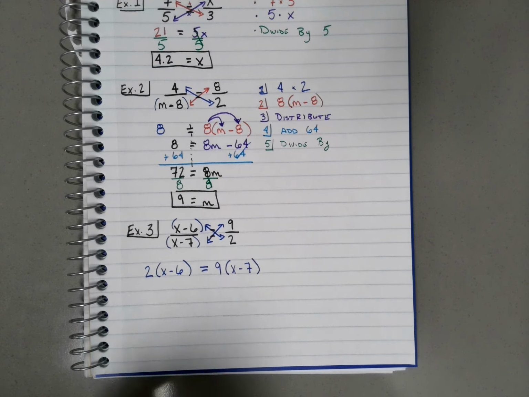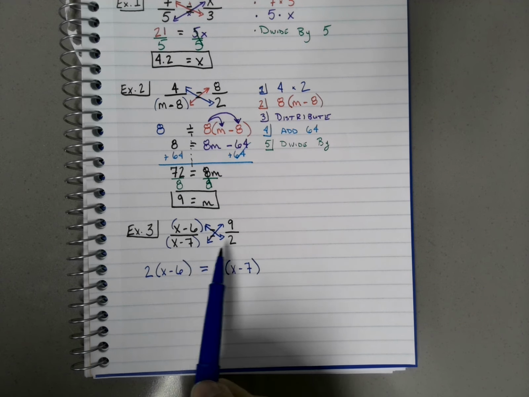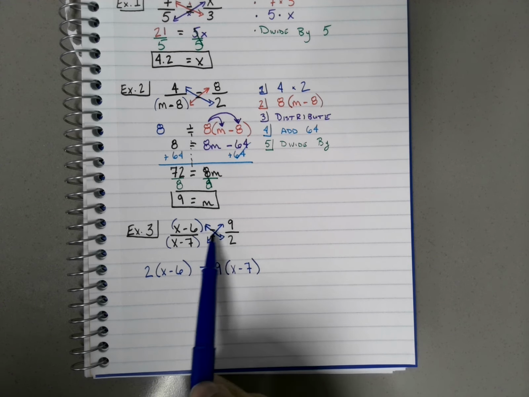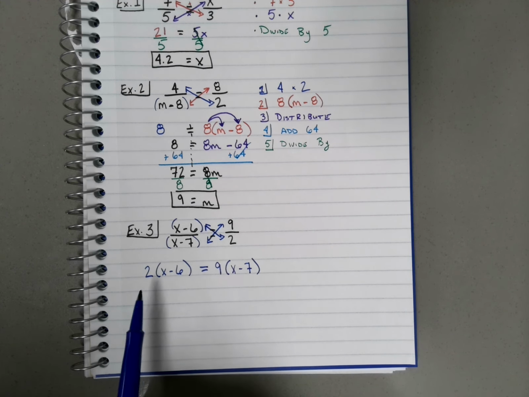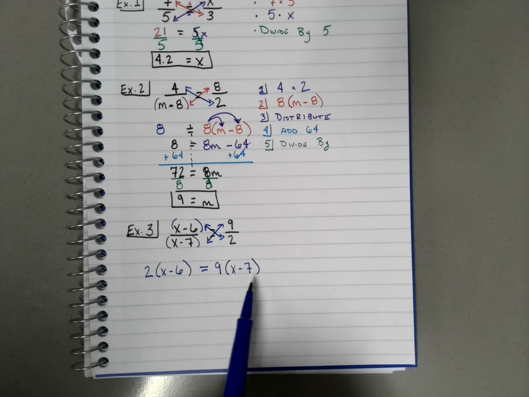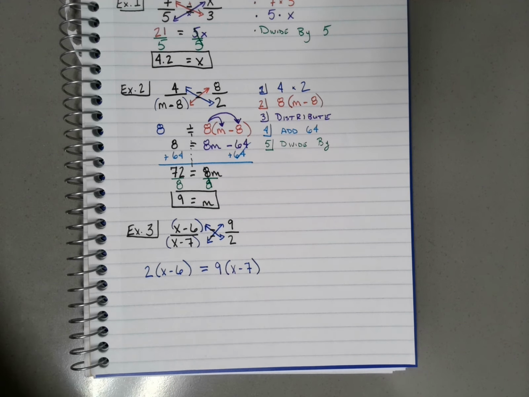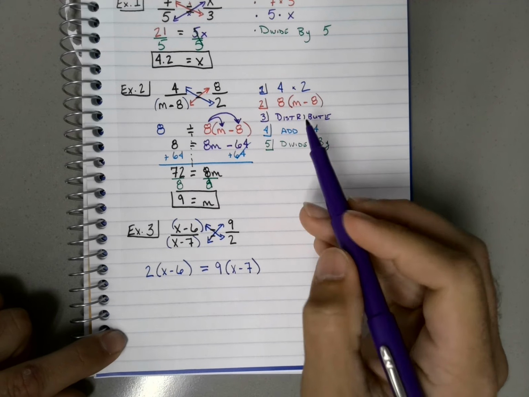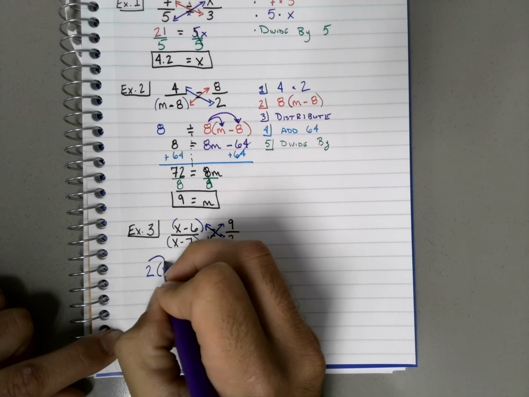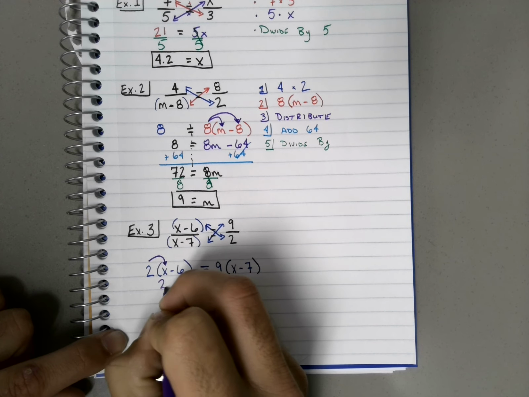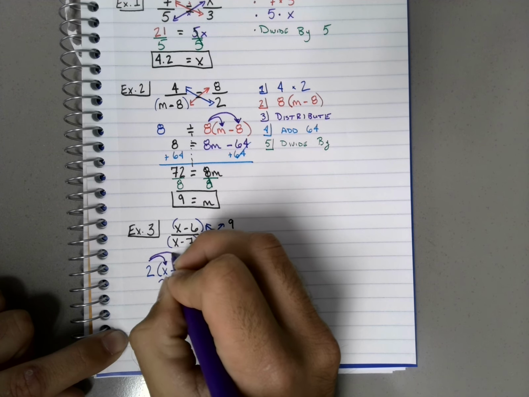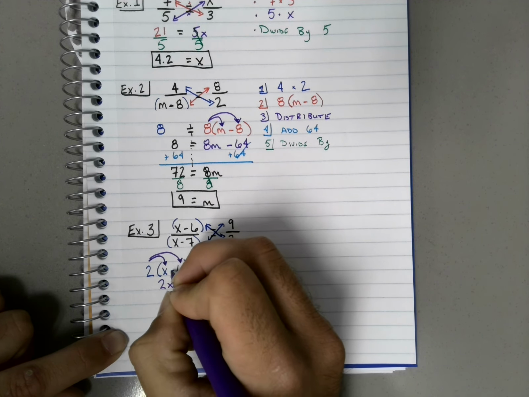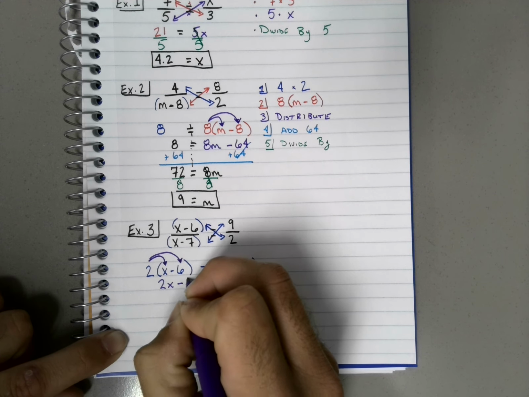Okay. Now again, you can do this in your head if you want to. No, 2x and then negative 12, 9x and negative 63, that's fine. Some of you all might need to write this down like this. You can see the steps there. Okay. Now, we're going to distribute just like we did here. 2 times x is 2x. 2 times negative 6 is negative 12.